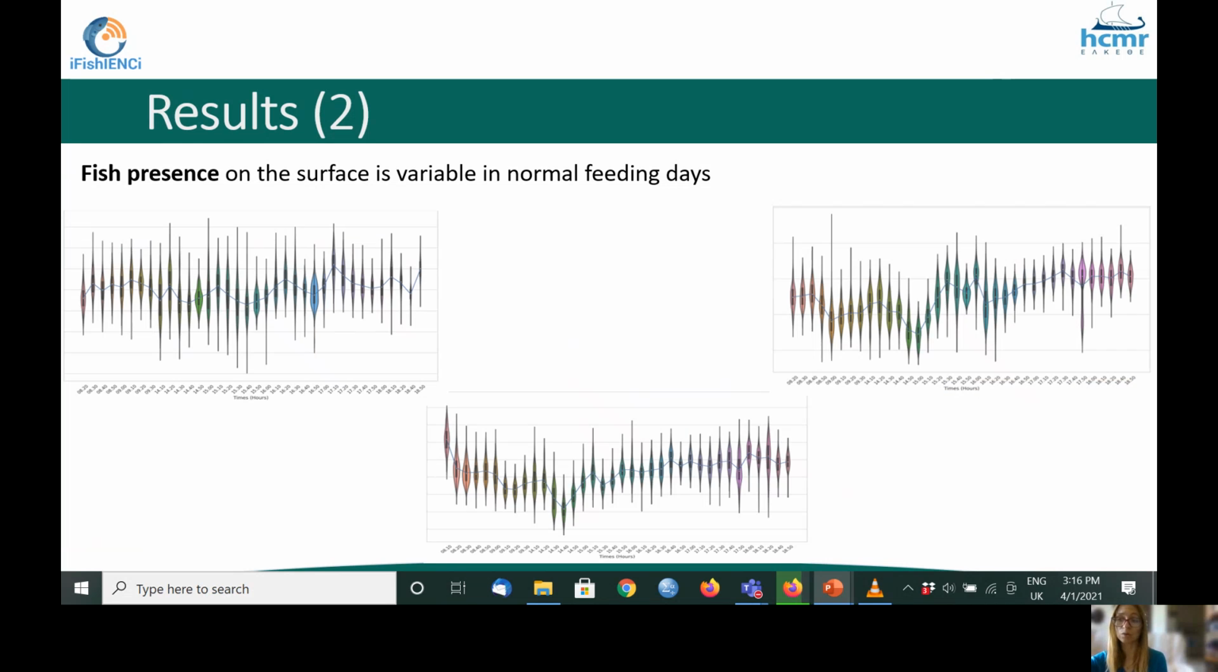The data I showed you before are the mean values of multiple days. So now you can see the presence of the fish close to the surface during a single day, where the variation is significantly stronger, as you can see.